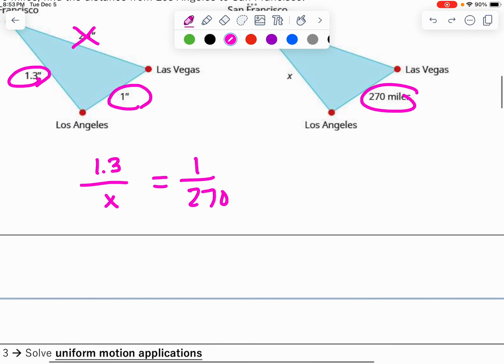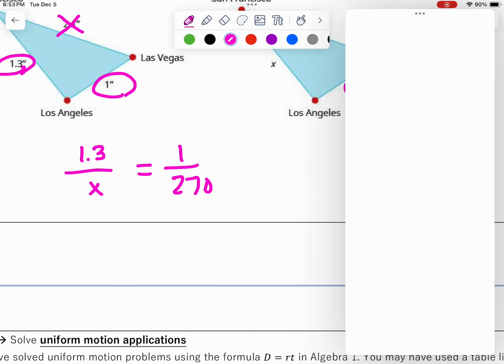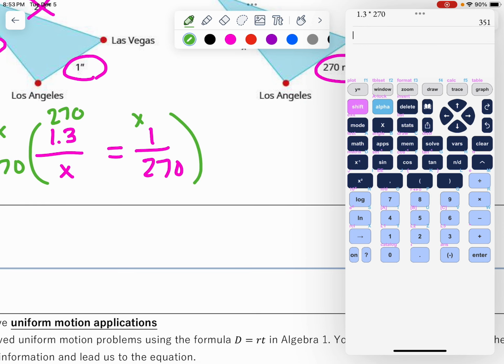I should have a calculator for you, just always, so you could do this without me. But 1.3 times 270, this is a proportion. Technically, are we getting a common denominator of x and 270? Absolutely. This one needs a 270. This one needs an x. Is that 360? It is 351. And that's going to equal 1x. And I am flying through these because these are review from geometry. Divide by 1, and our answer is 351.